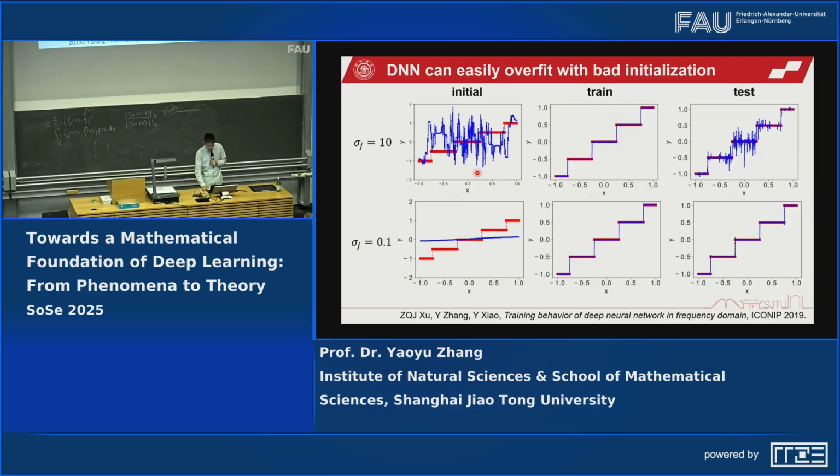Okay, so is there any method where, on the one side, we use a very large initial variance, but on the other side, the network doesn't fit in a crazy manner? Is it possible? The answer is yes.